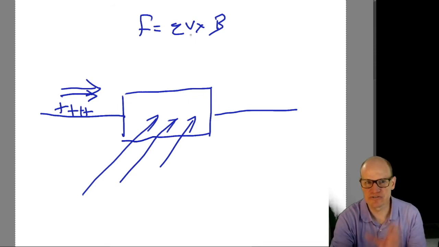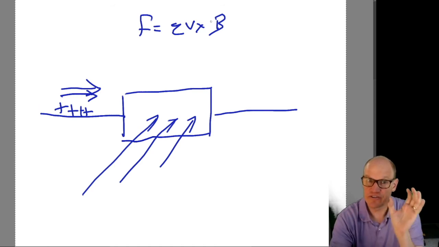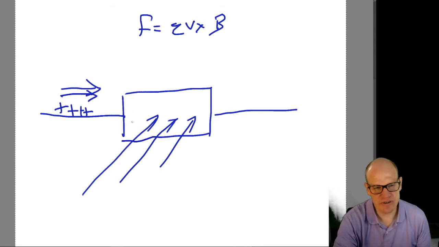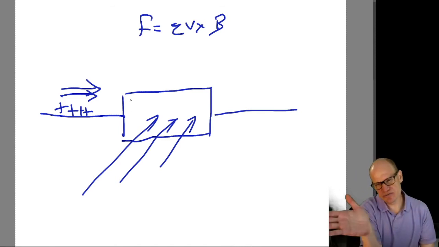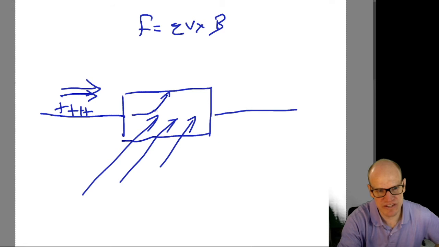V cross B tells you the strength of the interaction is the product of the velocity and the magnetic field, and the direction of that is assigned by this cross product. So V cross B is V in this way, cross that way. So if it's positive charge that comes in, then V cross B is going to cause them to drift up like that. Okay?